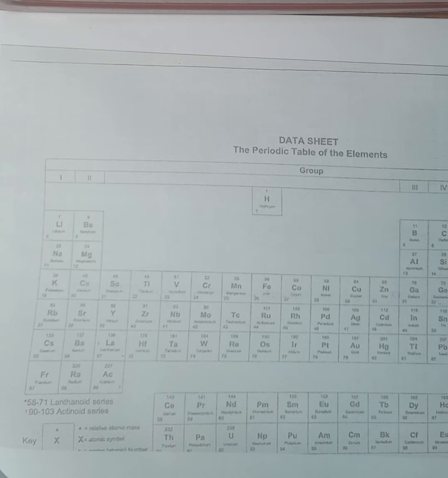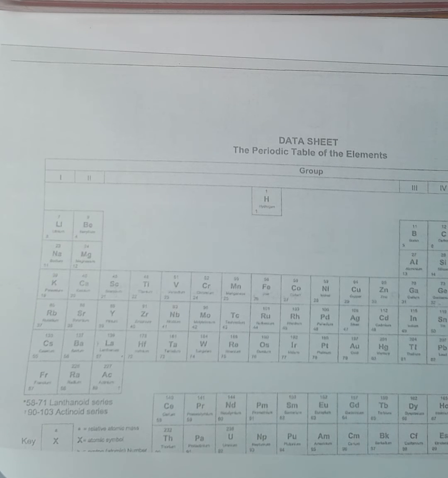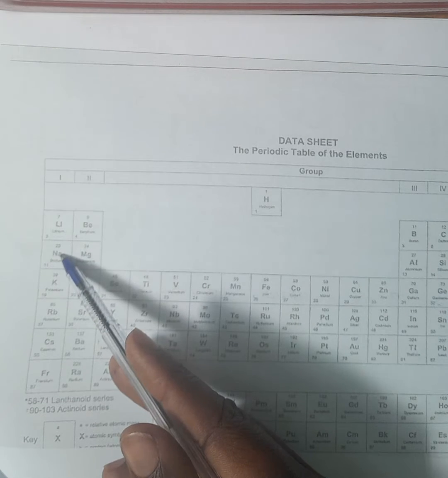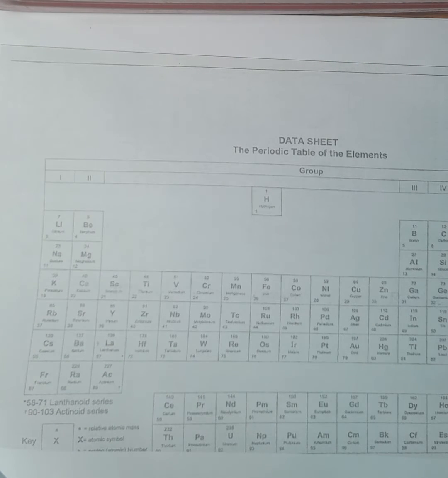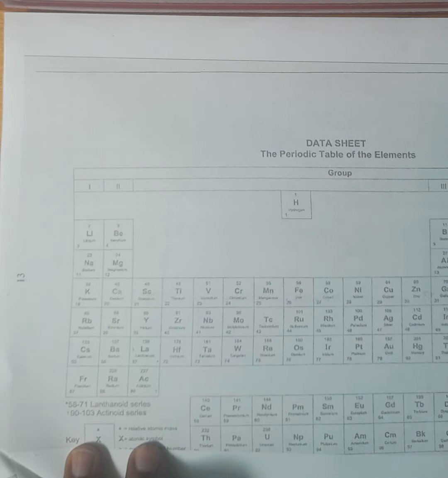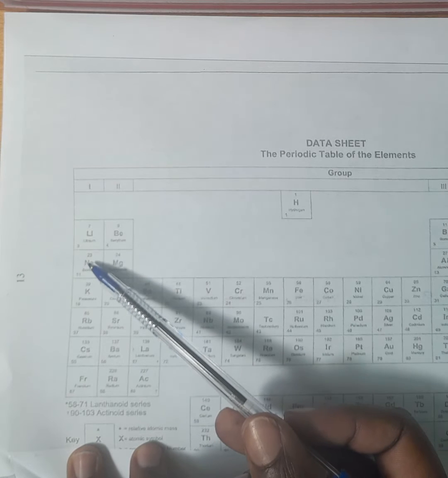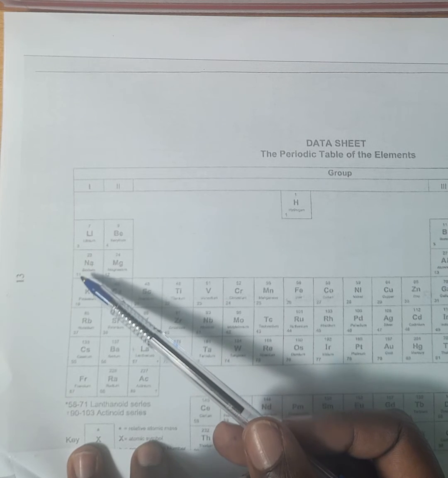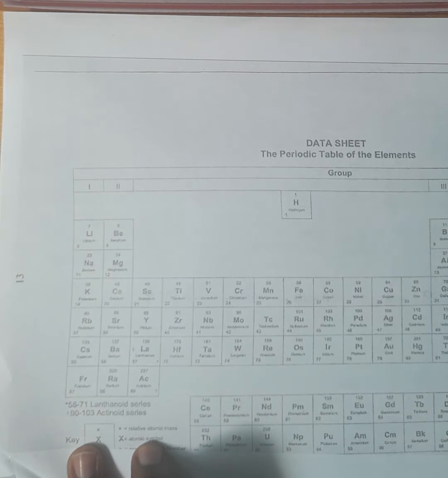The periodic table is not that clear, but I can say that the element with mass number 23 is sodium, and sodium is in group 1 of the periodic table. So it qualifies to be our element A. Element A has a mass number of 23 and the proton number is 11. So we are going to write 11.